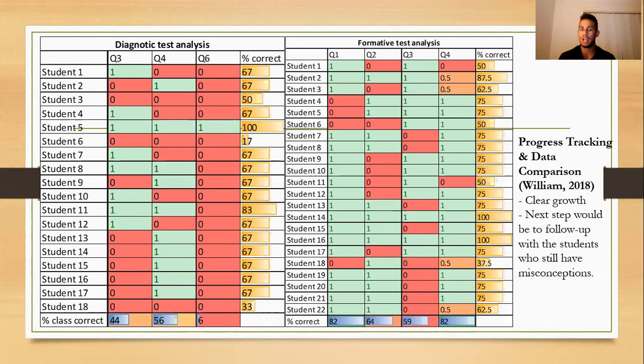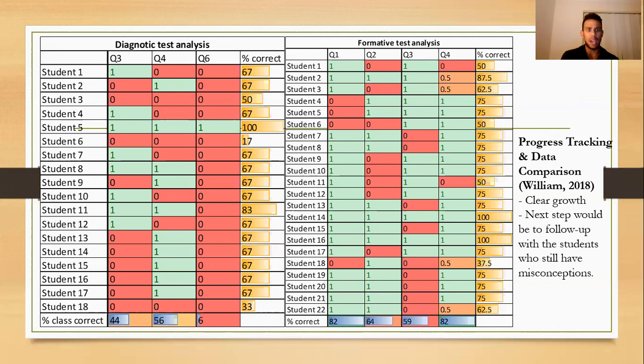So question 3 on the diagnostic test is the same question as question 1 on the formative test, and we had 82% get that right as opposed to 44%, which was really good. Question 4, 56% for the diagnostic test, and then that represents question 2 on the formative. We had 64%, so a slight improvement, which was pretty interesting. And then obviously question 6 was significant. So we only had one student get that one correct, and then over half the kids got that one correct the second time round, with 59%.